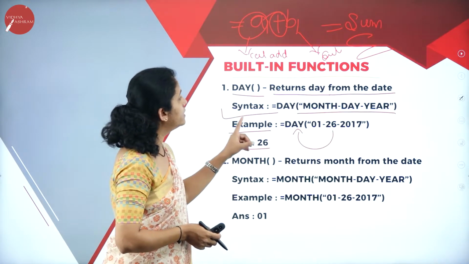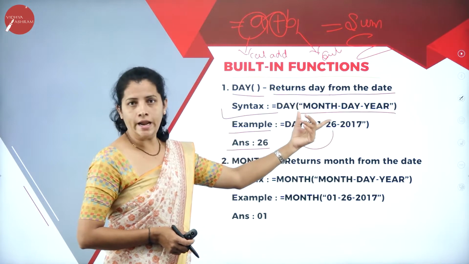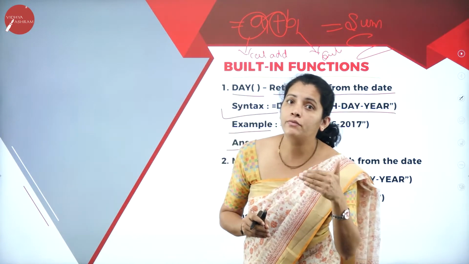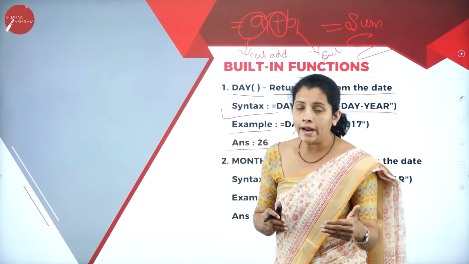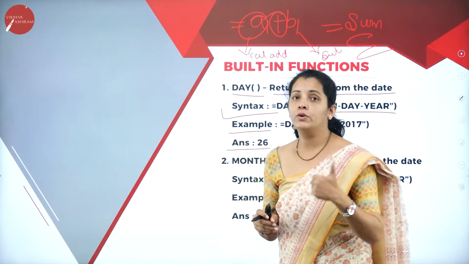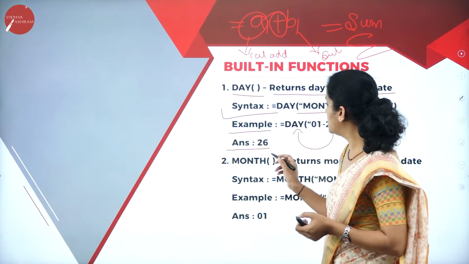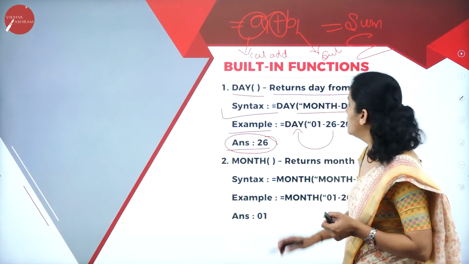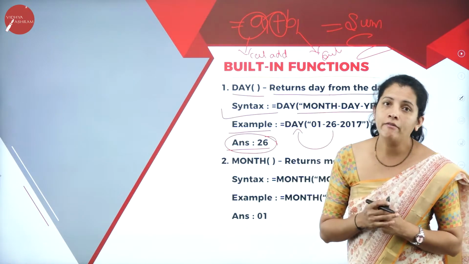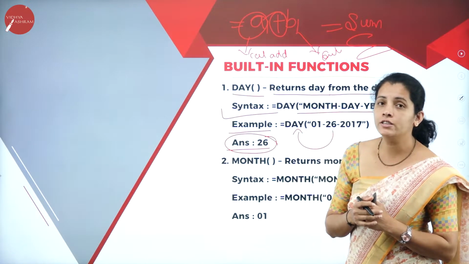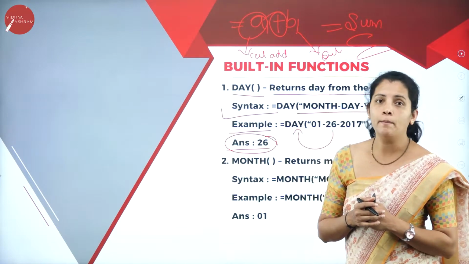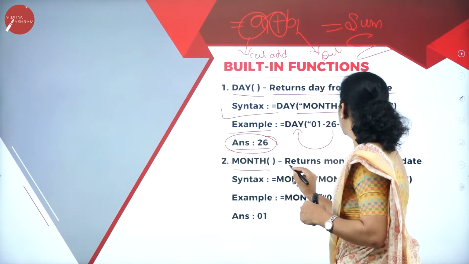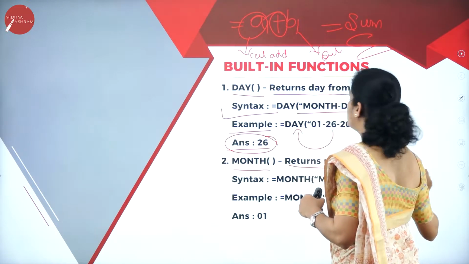So here it returns the day from the date. I'm going to provide the input in the form of date, and by that I'm going to get the output, that is nothing but the day. And what is the day here? 26th day. Now I'm going to have another built-in function used to find the month. So that is nothing but month. That returns the month from the date.